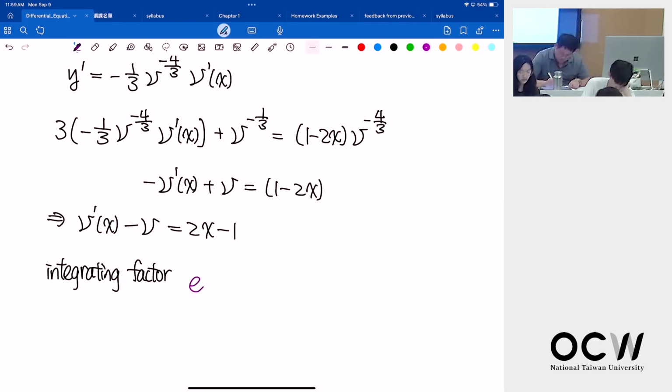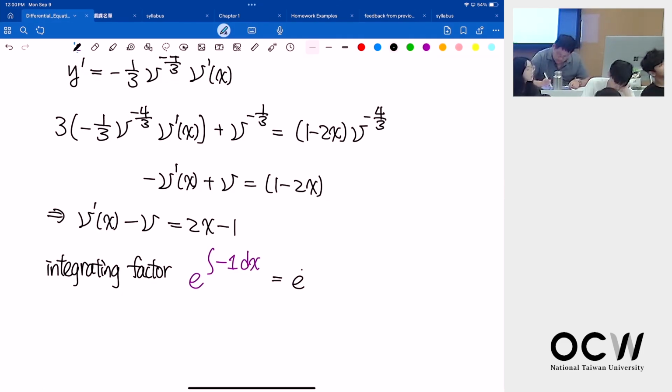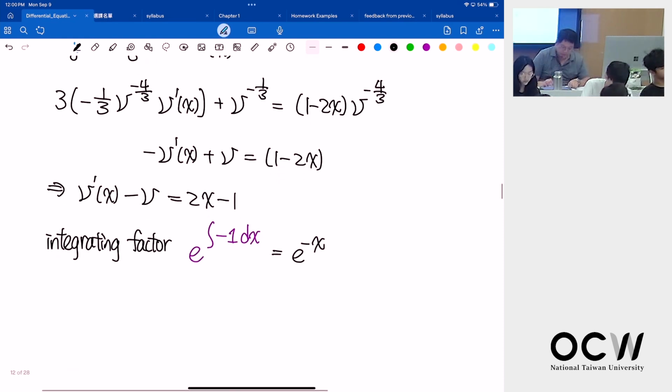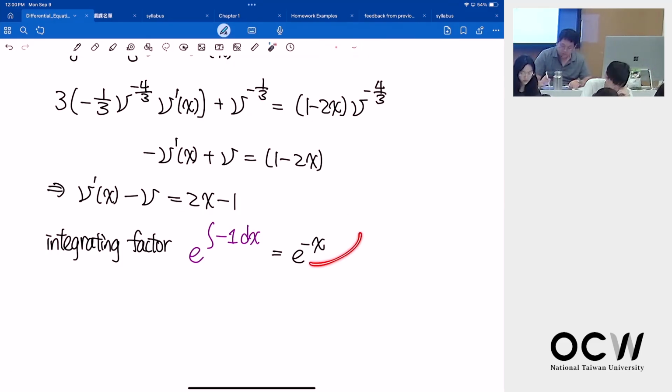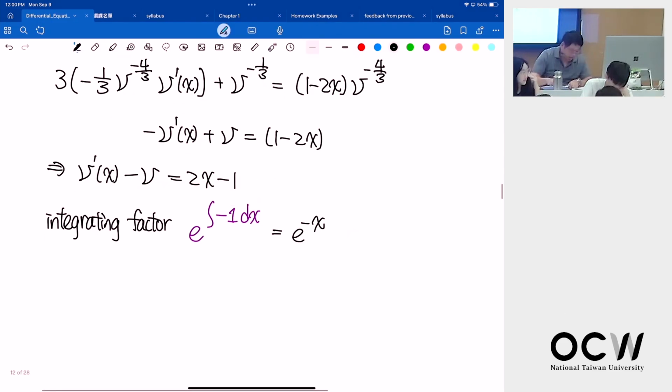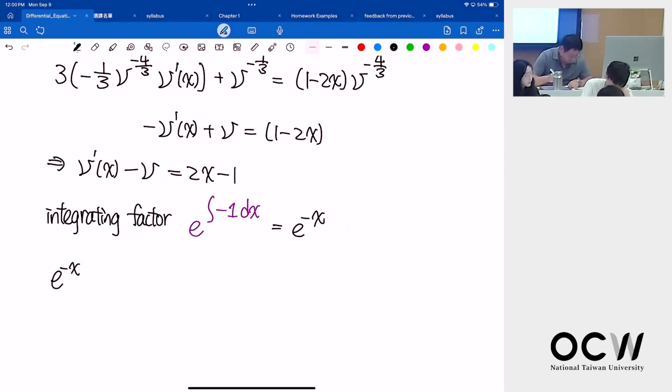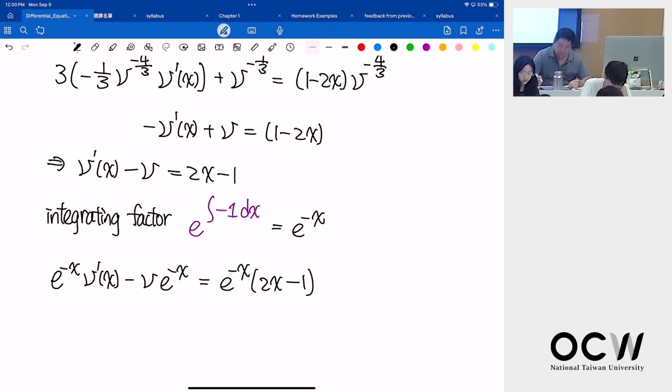e to the integral of minus 1, p is minus 1, dx, which is e to the minus x. Now we multiply this integrating factor to which equation? This one, the mu function. So e to the minus x mu of x minus mu e to the minus x will be equal to e to the minus x times the original force function 2x minus 1.